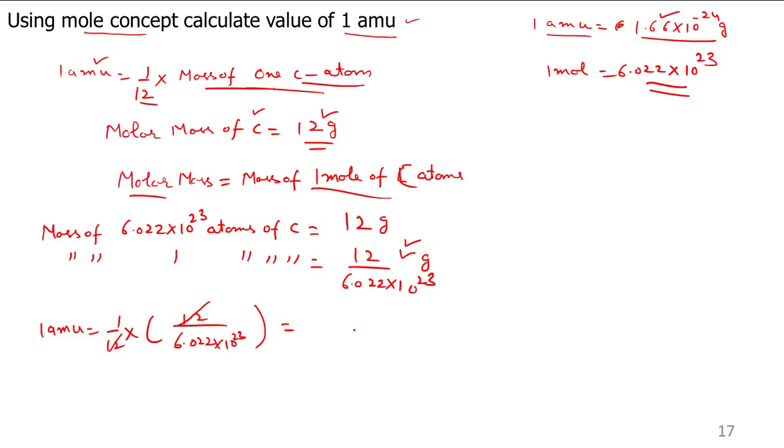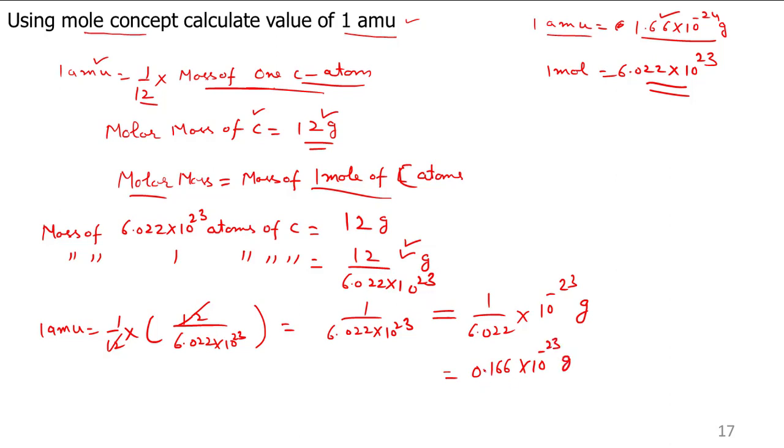Okay, so we get 1 AMU is equal to 1 divided by 6.022 into 10 raised to power 23. So it is 1 divided by 6.02 into 10 raised to power minus 23 grams. Unit is grams. So we can calculate 1 divided by 6.022. It is 0.166. It is 0.166 into 10 raised to power minus 23 gram.